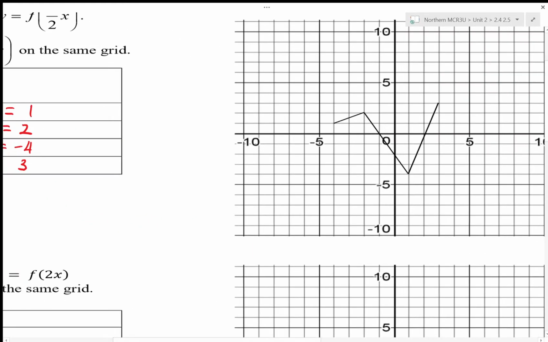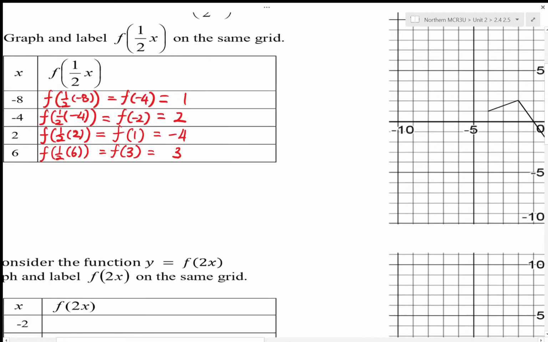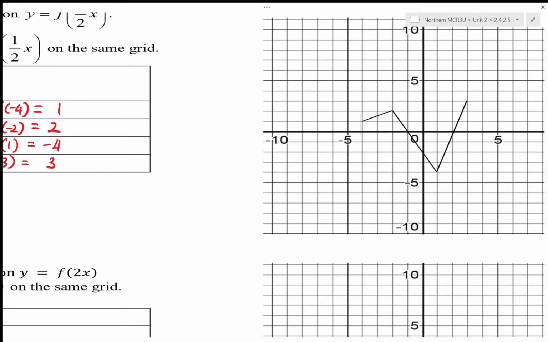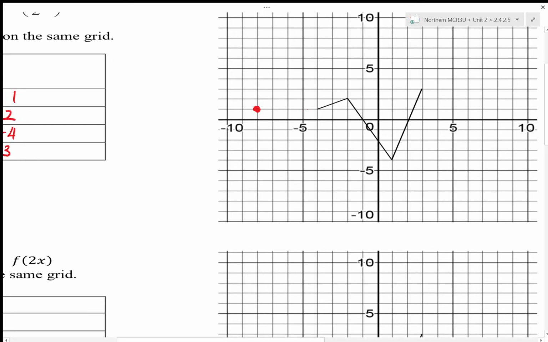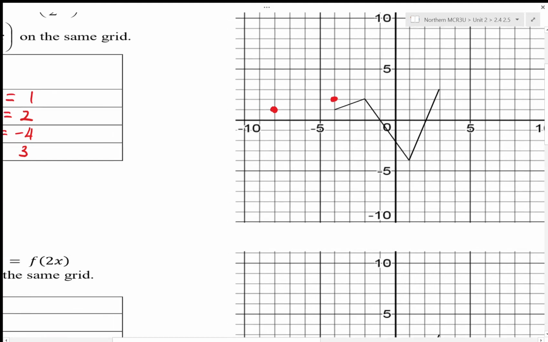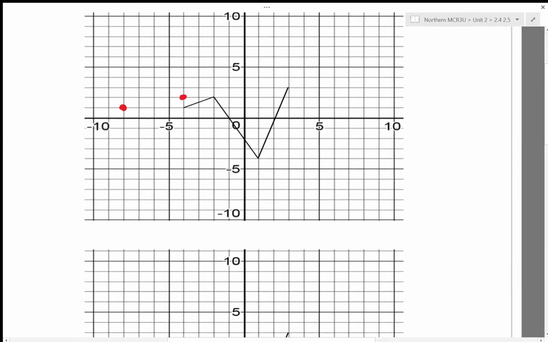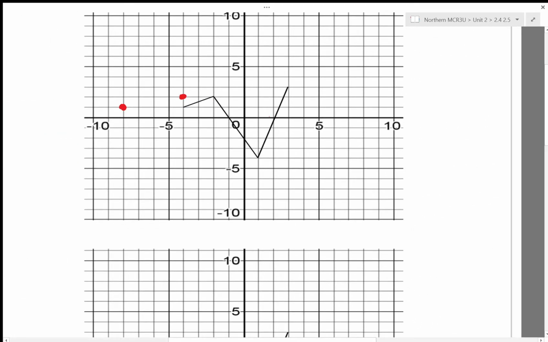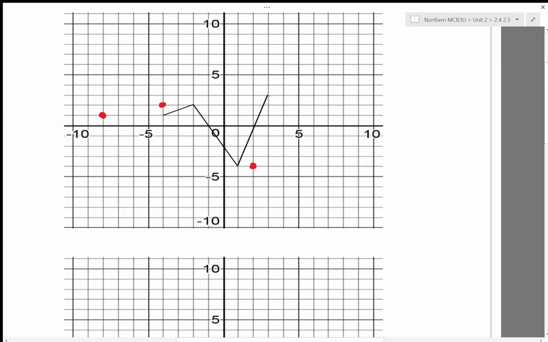So when x is -8, it is at 1. Then x is at negative, I believe, 4, then it is at 2. So -4, and it is at 2. Now the next one says x is 2, then the y is at -4. So it's right here. Now the last one is x at 6, then it's at 3, so it's right there.